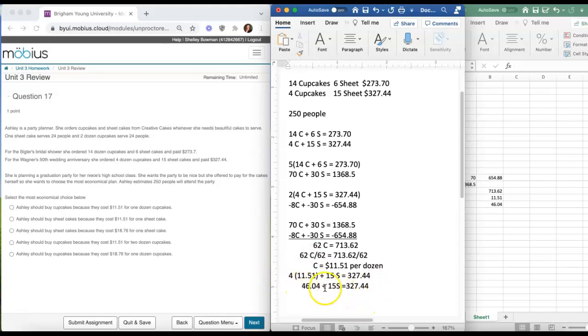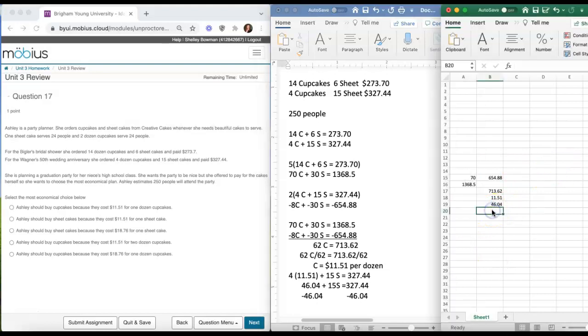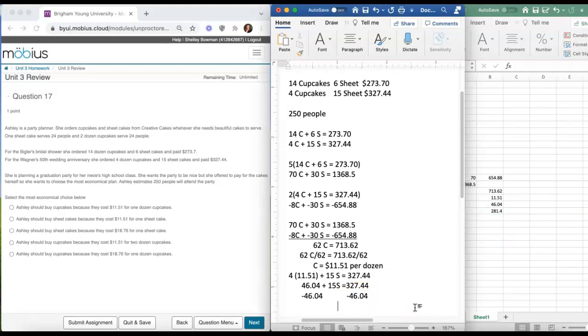And then we're just going to subtract the 46 from both sides. Do it right here. Minus 46.04, and subtract it from this side. Minus 46.04. And I'm going to come over here and do that in Excel. So we're going to do equals 327.44 minus, and I'm just going to cell reference the 46.04, and I get 15s on the left hand side.